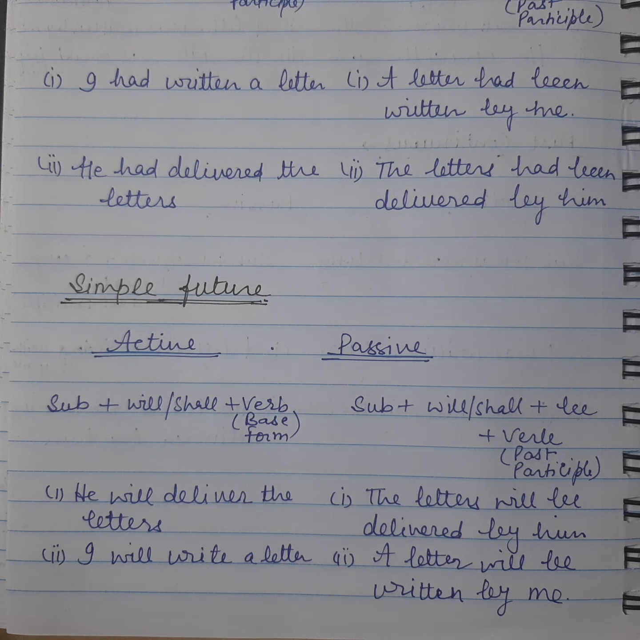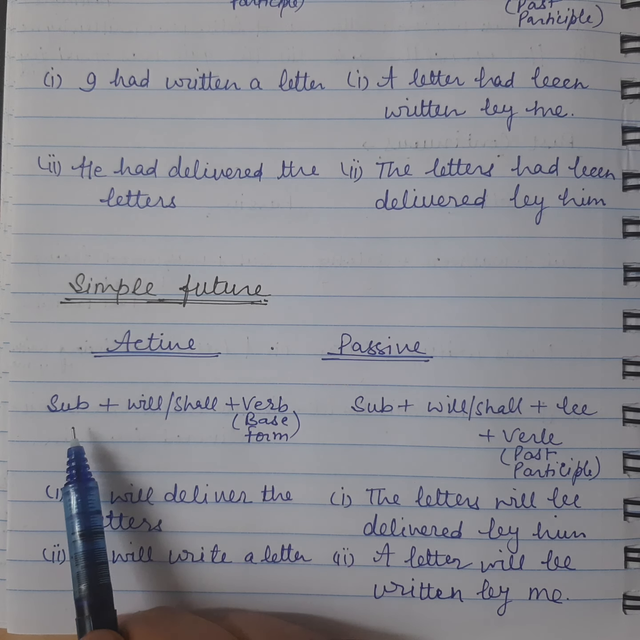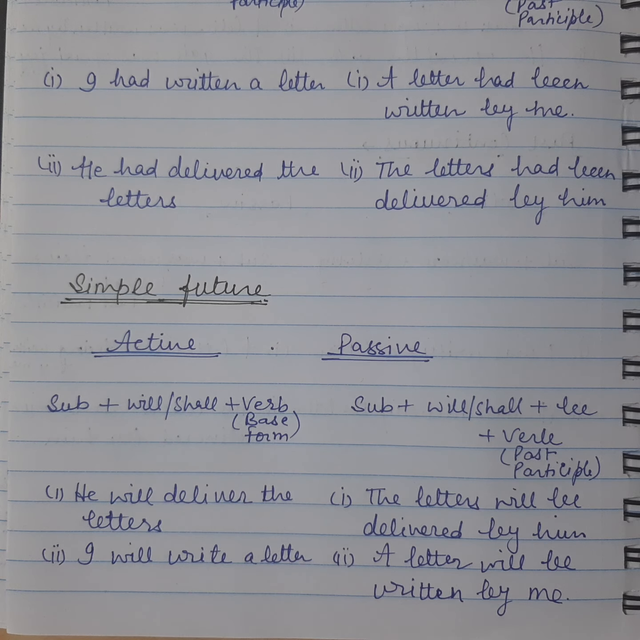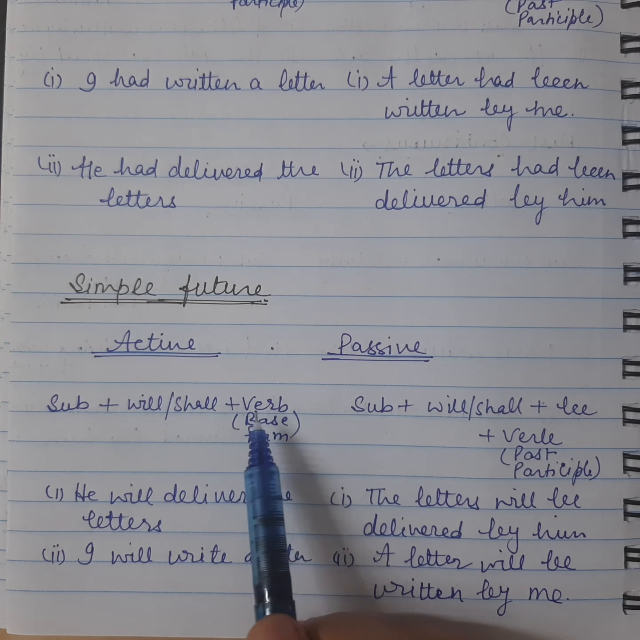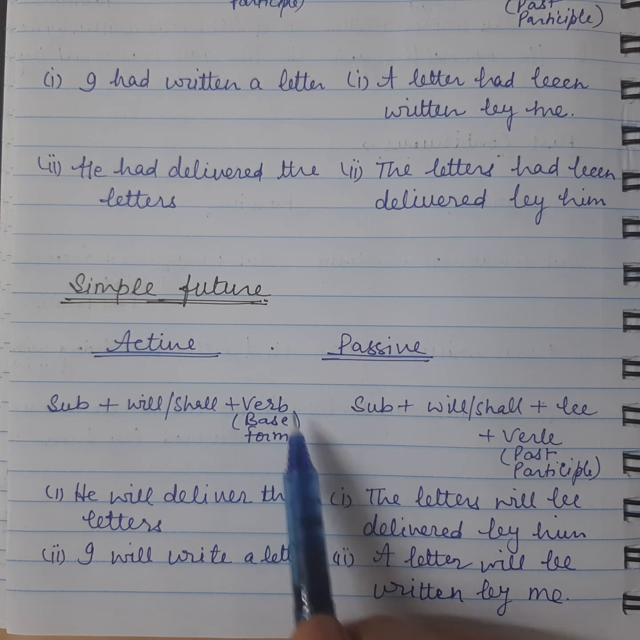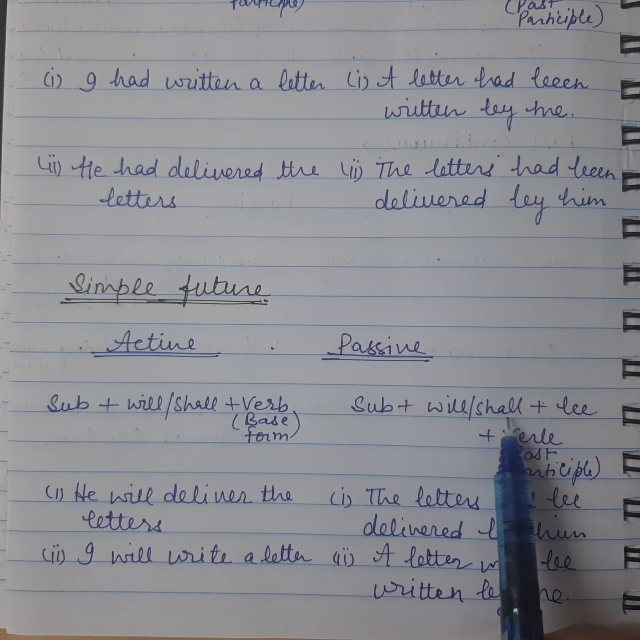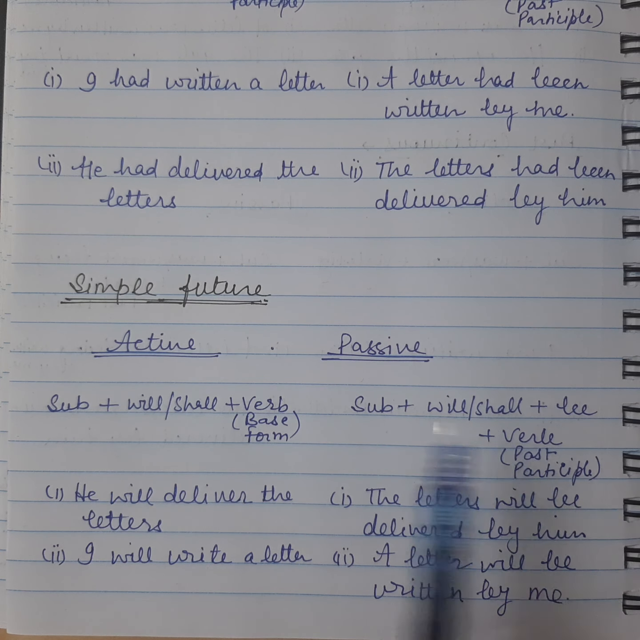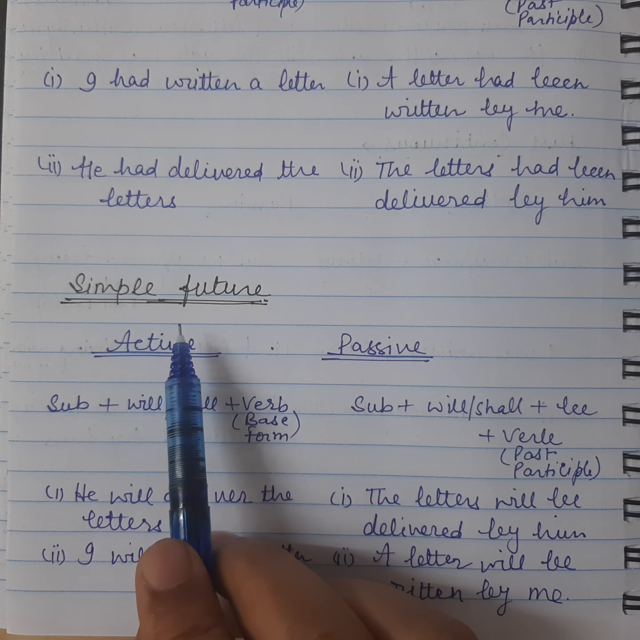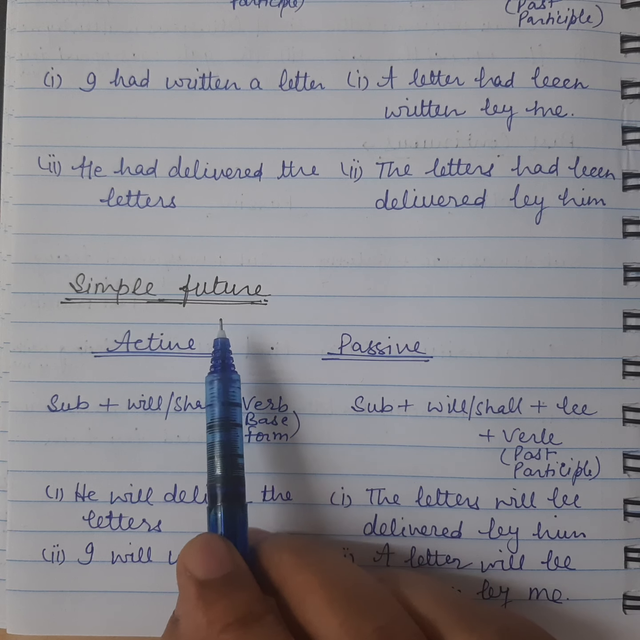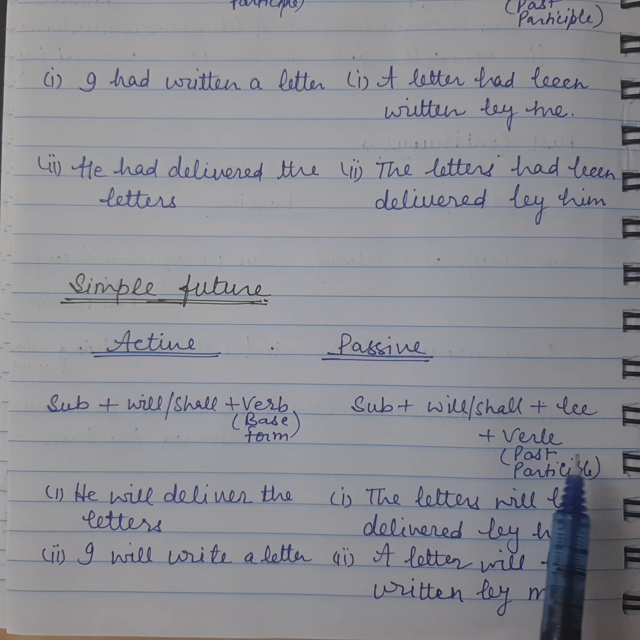So for simple future sentences, let's see how we convert from active to passive voice. We understand in simple future we have a subject, then will and shall, and as we know, shall is not being used in modern English. Then we have the verb, which is the base form of the verb. So in passive voice, it will be subject plus will and shall, plus be, like simple past or simple present, and then the past participle of the verb.